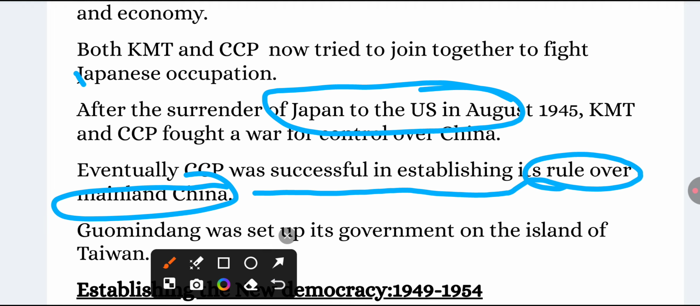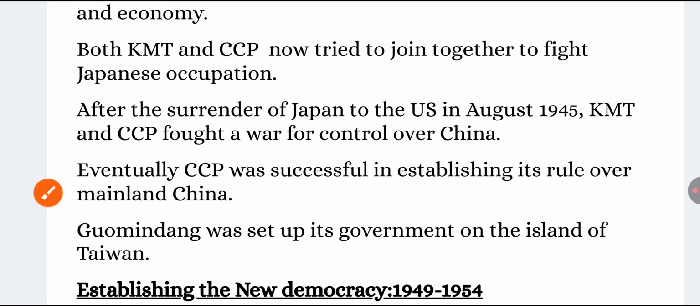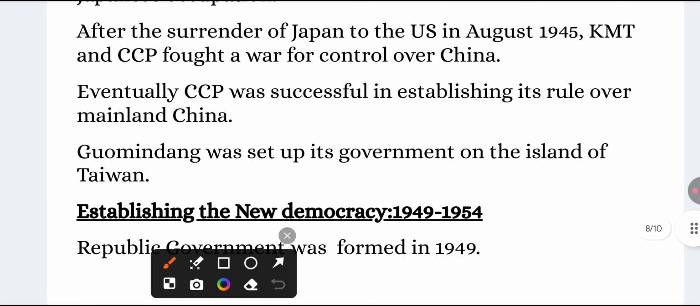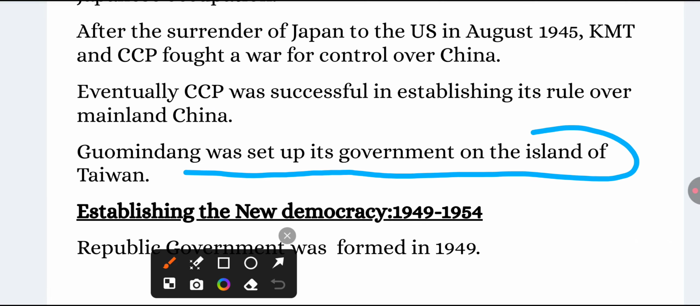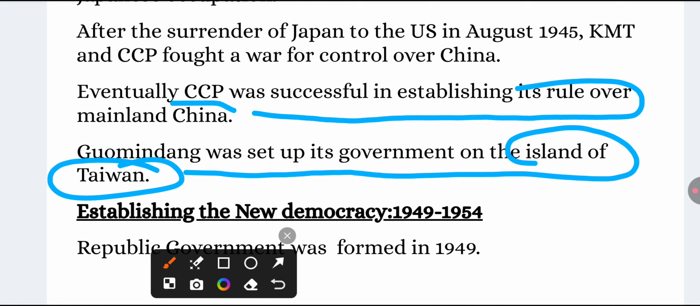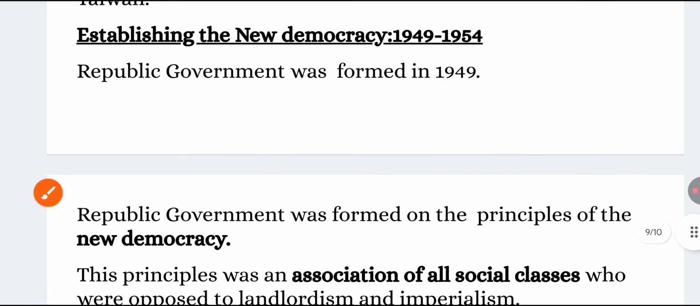Which party was successful in establishing rule over China? The CCP. But the Guomindang party, or KMT, set up a government on the island of Taiwan. Where did the Guomindang set up a government? Taiwan. And where did the CCP set up a government? The mainland of China. Now our topic is establishing the new democracy.